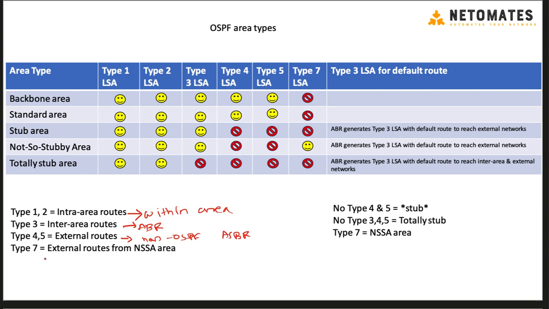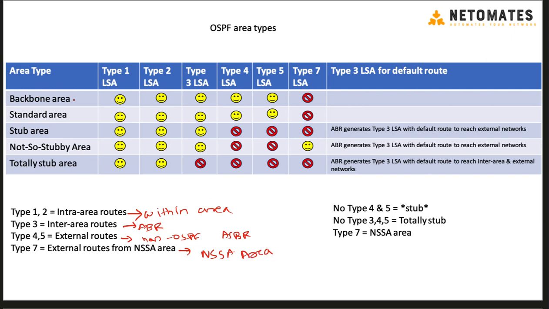And type 7 LSA, we didn't discuss this in the previous class. Type 7 LSA is about external networks, but this is only applicable to the NSSA area. Okay, so we will discuss what the NSSA area is.